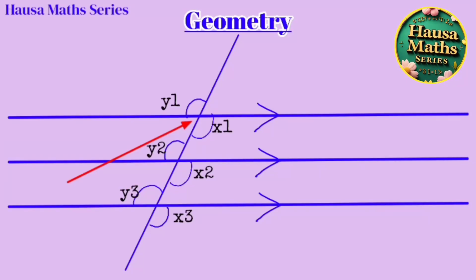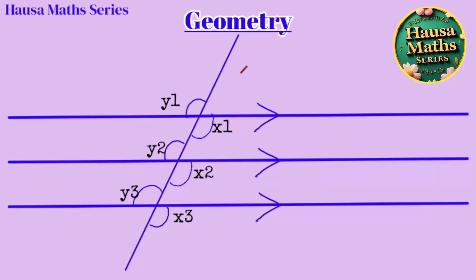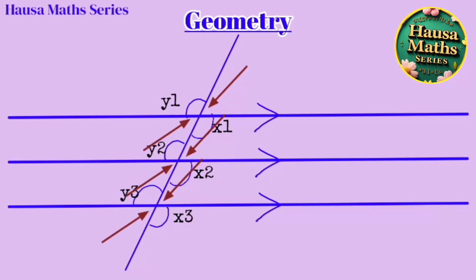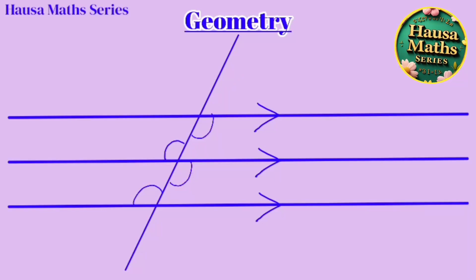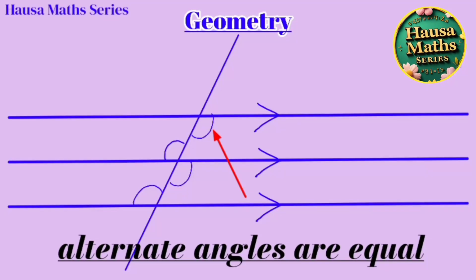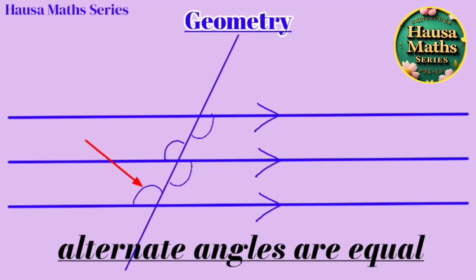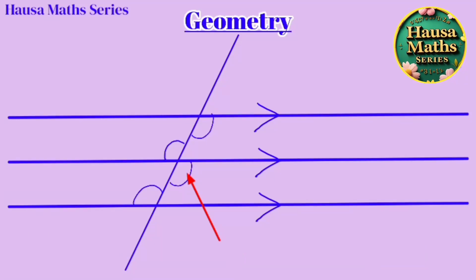In this diagram, we have corresponding angles like this 1, 2, 3, and the other 1, 2, 3. They are all corresponding angles. Then we also have what we call alternate angles. Alternate angles are also equal, such as this one and this one also. All these are alternate angles. They are all equal.